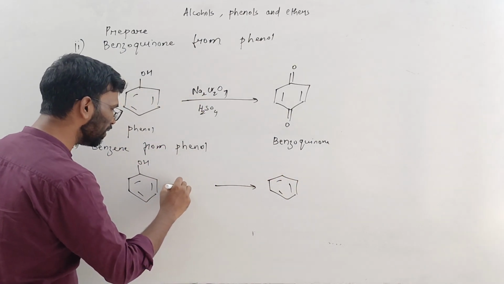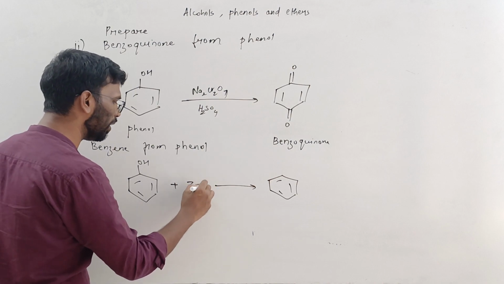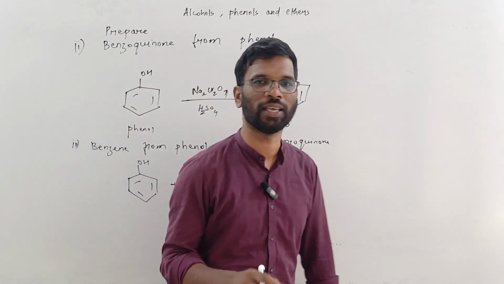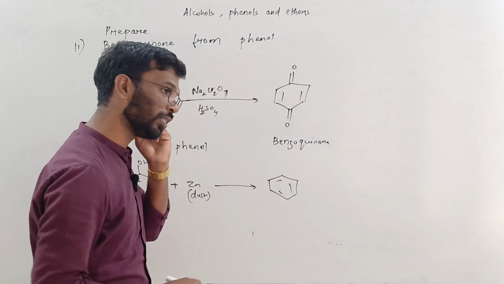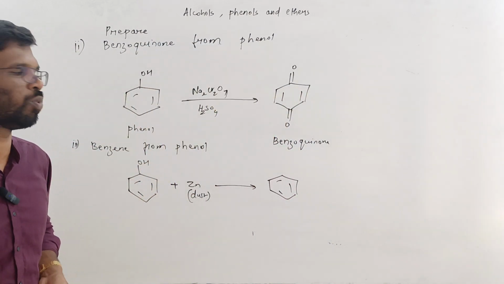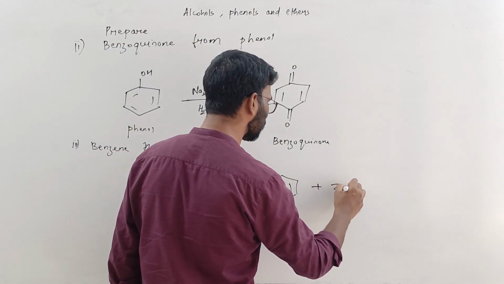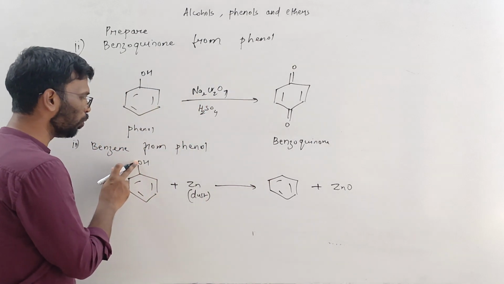So what is done is, it is reacted with zinc dust. Zinc dust means small particles of the zinc. So zinc is in zero oxidation state. Zinc is more stable in a +2 oxidation state. So when it goes to a +2 oxidation state, it becomes zinc oxide. So oxygen is removed, right?